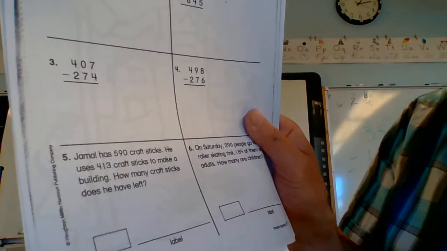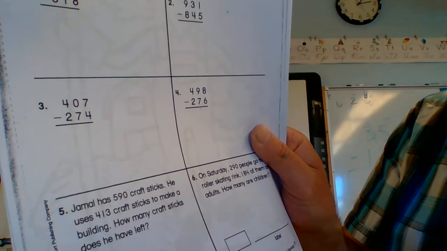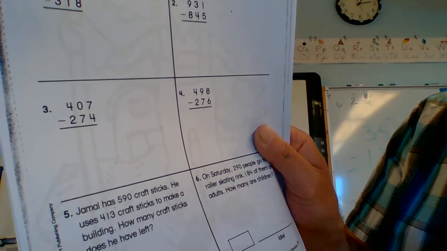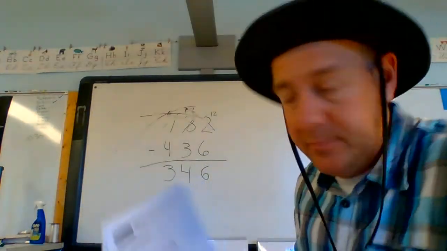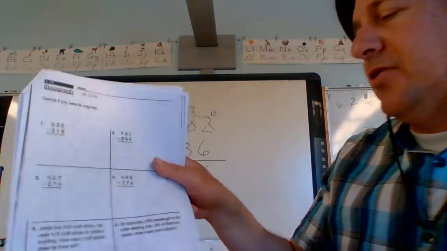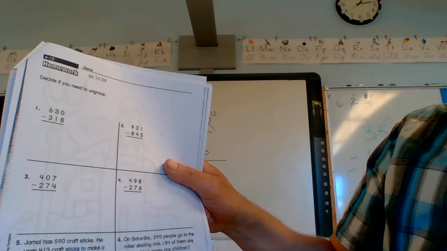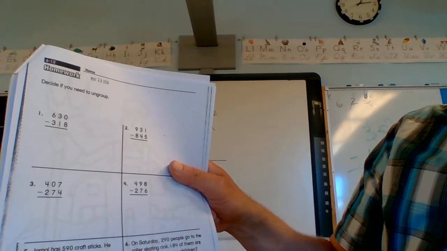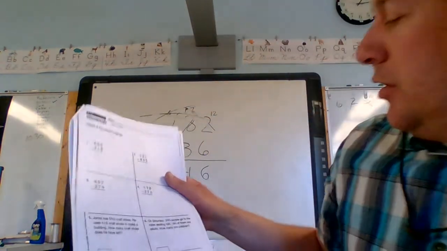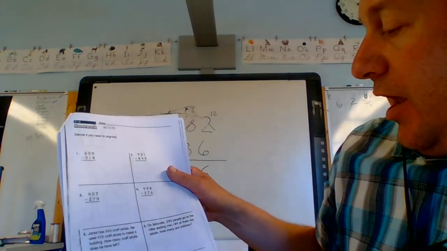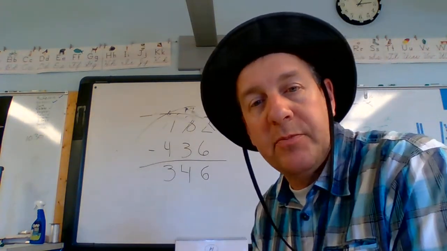Jamal has 590 craft sticks. He uses 413 craft sticks to make a building. How many does he have left? Okay, that's number 5. Number 6 says, on Saturday, 290 people go to the roller skating rink. 184 of them are adults. How many are children? So 290 go to the rink, 184 are adults. How many are children? Those are those 2 word problems.